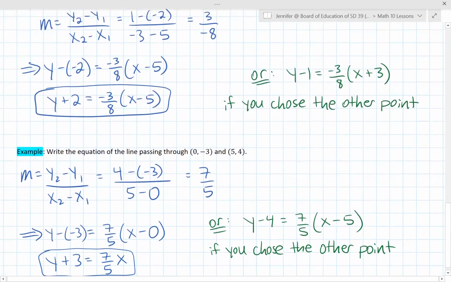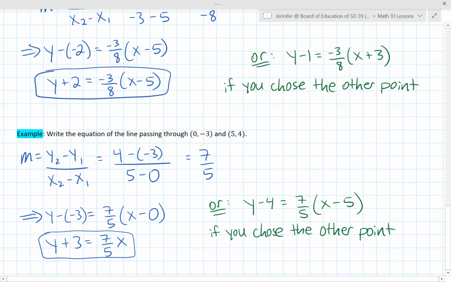And then this last example is the same idea. The only thing slightly different about this is that one of the coordinates is 0. So you would find your slope like normal. But if you happen to choose the point that includes 0 as one of the coordinates, your final answer might look a little funny like this. Because once you plug in the coordinate of 0, you don't have to write x minus 0. That just simplifies to x.